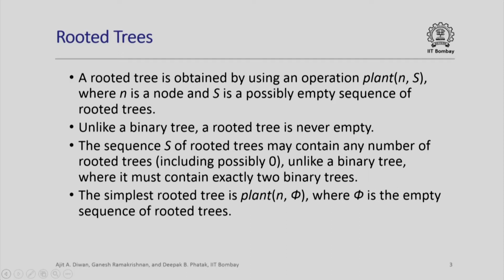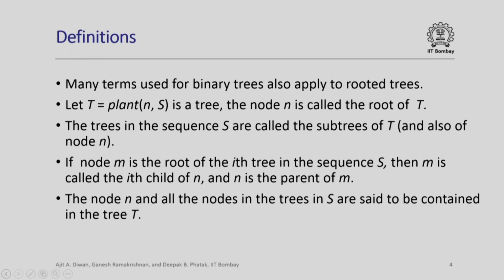So unlike a binary tree, a rooted tree is never empty. It will always have the root node together with a sequence of rooted trees, but that sequence itself may possibly be empty. So the sequence S of rooted trees can contain any number of trees, possibly 0, right? Whereas in a binary tree, it always contains two binary trees, one of which we call the left and the other the right. So the simplest rooted tree is plant n comma phi, where phi is the empty sequence of rooted trees. So many terms that are used for binary trees also apply to rooted trees.